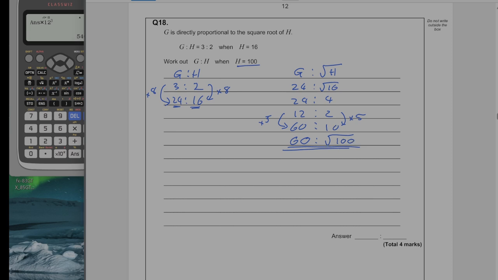100 is 10. So if I want to come back to this ratio, I want the ratio of G to H with these values. So we've got 60 to 100, which is the same as 3 to 5. 6 to 10, 3 to 5. So I'll do that as my jump. 6 to 10, 3 to 5. So my ratio is going to be 3 to 5.